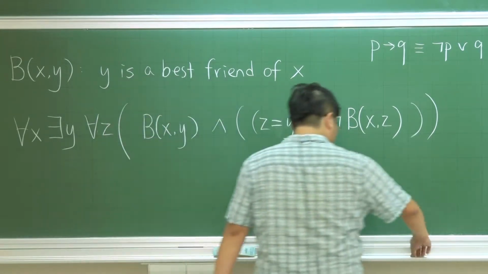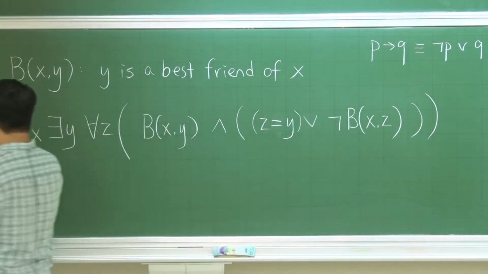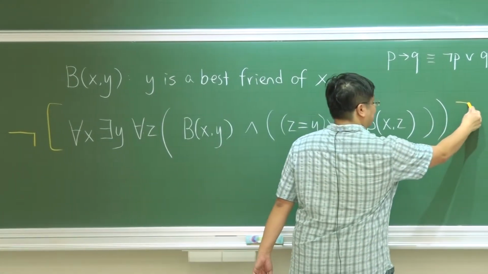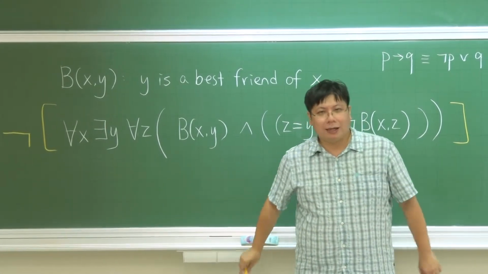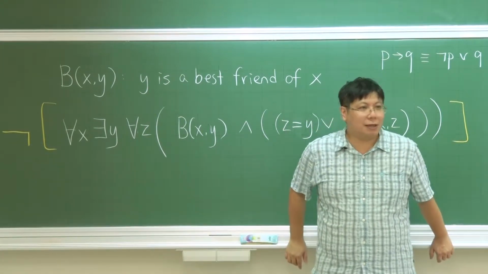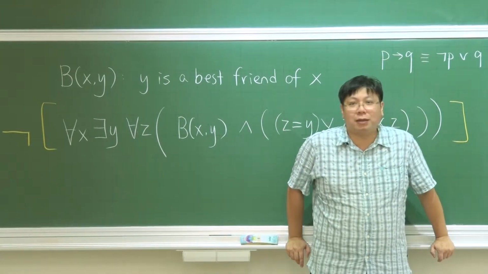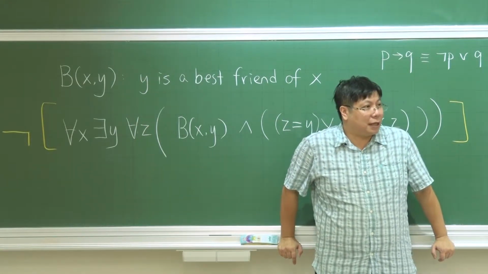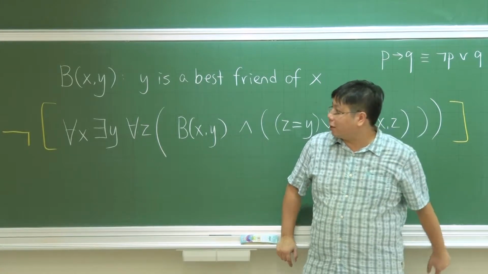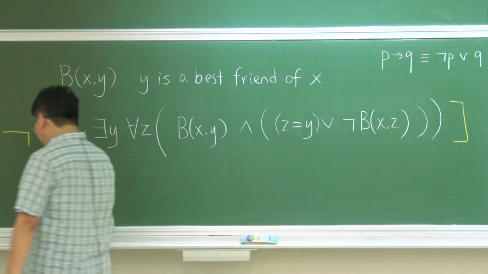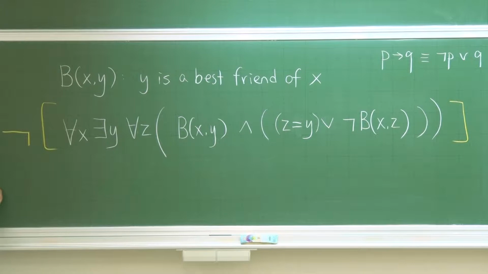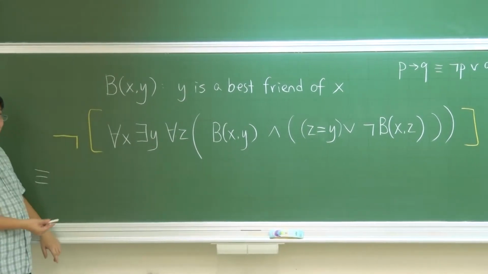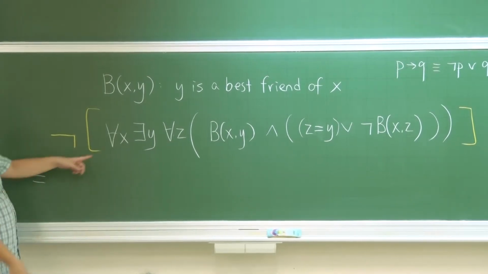Now let's do negation. So how do we negate this thing? Negation of the whole thing simply says that we are claiming it is not the case that everyone has exactly one best friend. Maybe some person has no best friend, or maybe some person has more than one best friend, right? So the negation of this one will be equal to, let's do the direct De Morgan's law. This is super great. You will be feeling very happy because it's so easy.